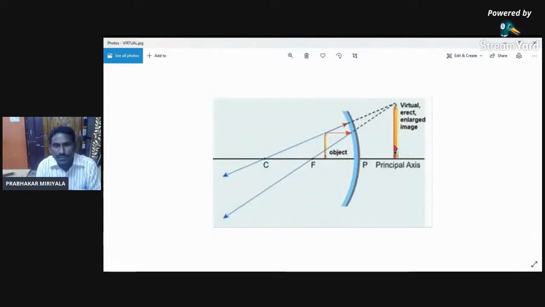Why is this called a visual image? Because the reflected rays do not actually intersect with each other. We have to produce them in order to intersect.